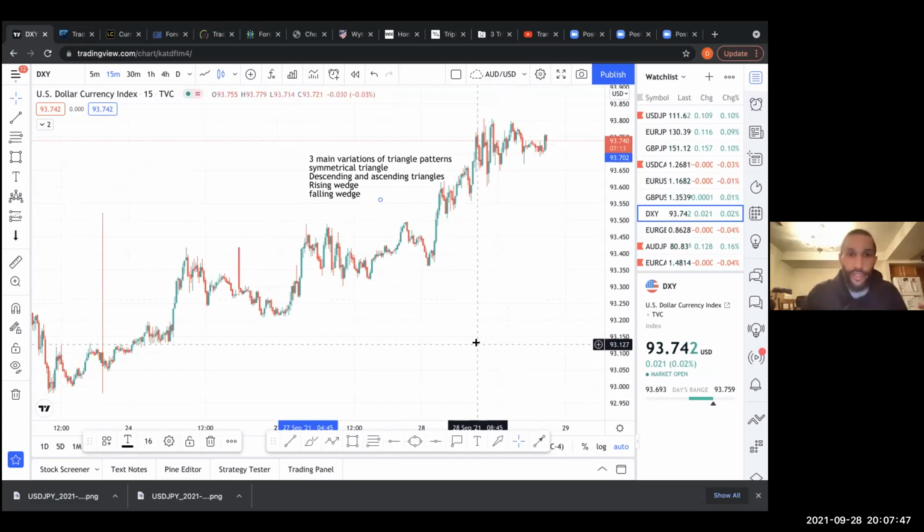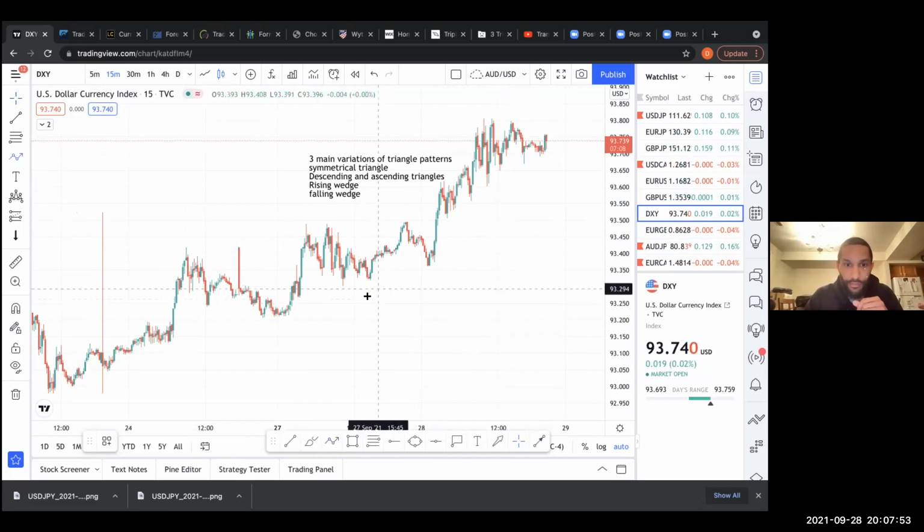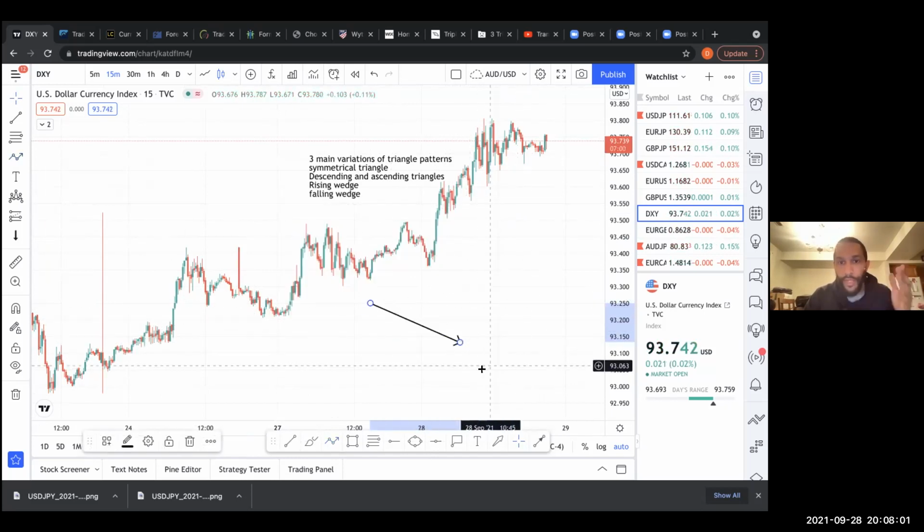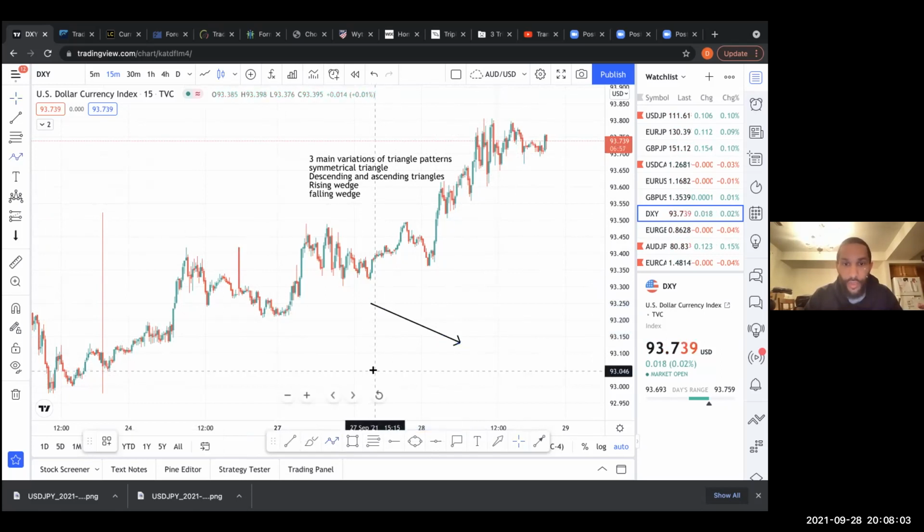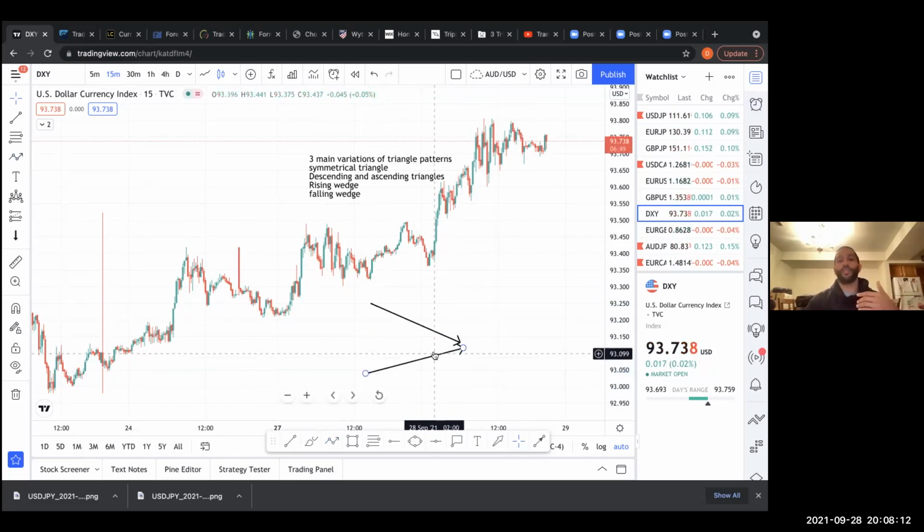All right, cool. So the symmetrical one is where you got two trend lines. You got one trend line coming down, the descending angle, and then you have another one coming up, ascending. What this tells us when you see the symmetrical pattern is there's no clear direction, because it's pretty much even and it's just consolidating. There's no clear direction on that.